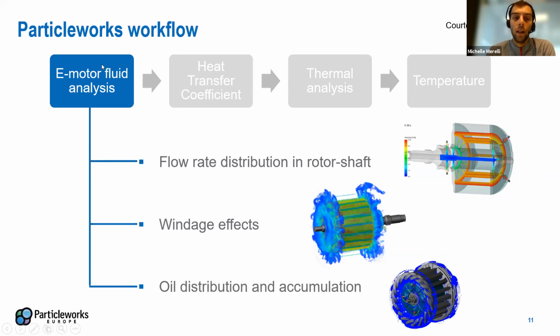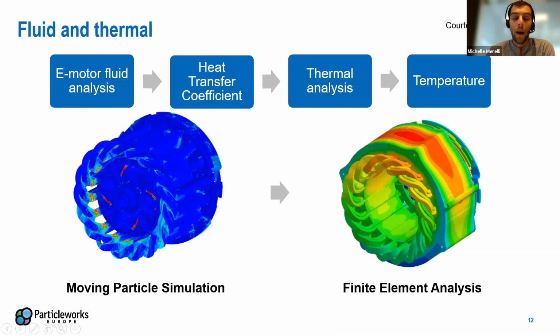After that, we map inside Particleworks the HTC on the surfaces that we are interested in. So for instance, the windings, the stator, the rotor, and so on. And we transfer these maps to an FEA solver to then obtain the temperature distribution.